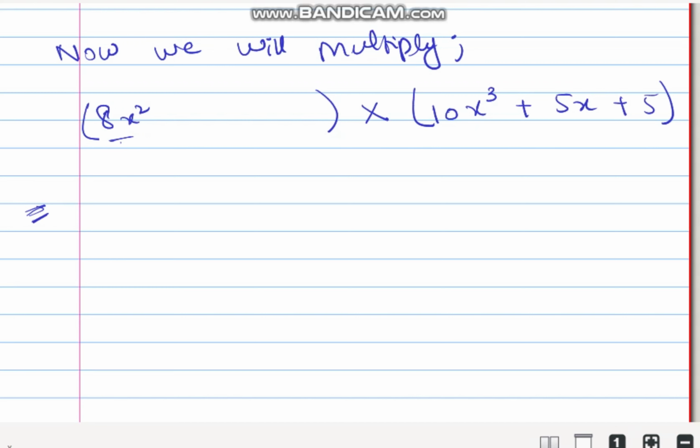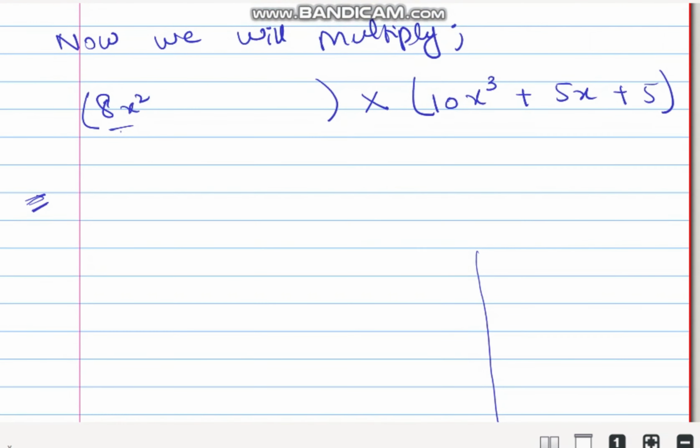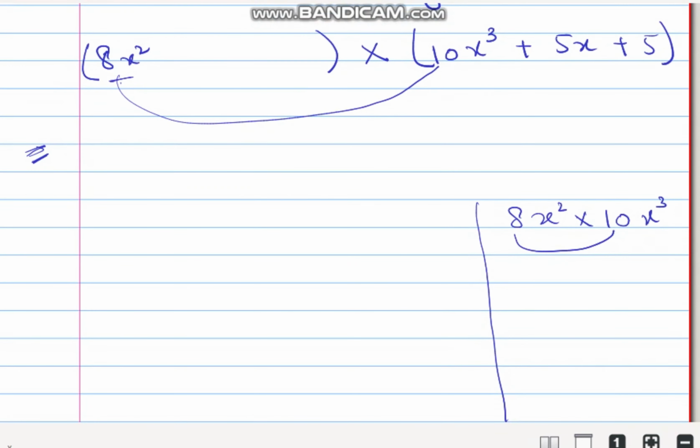What you have is 8x square. So just multiply the 8x square with these terms. I will also do some rough work here for your understanding. First, 8x square multiplied by 10x cube. In this multiplication, you multiply the coefficients, and we get 80. Now write the x and sum the powers. The summation of the power is 5. So write 80x power 5.